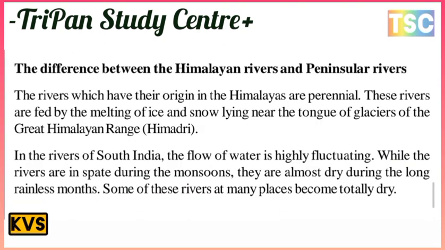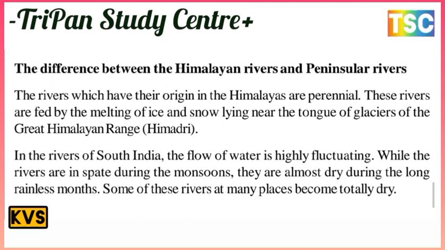The difference between the Himalayan rivers and peninsular rivers is an important point here. The rivers which have their origin in the Himalayas are perennial, and they are fed by the melting of ice and snow near the trunks of the glaciers of the Great Himalayan range, the Himadri.